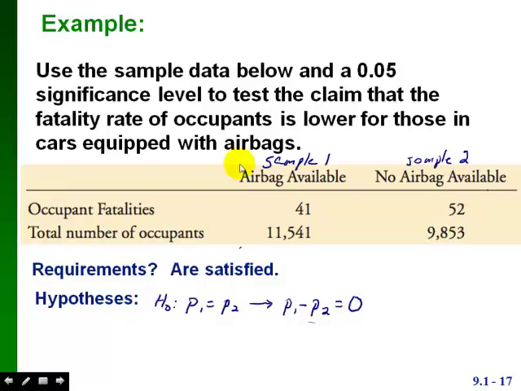That one's easy. Now for our alternative hypothesis, again, if our fatality rate for our first population is lower than for our second population, that means that if we compare the two, we would want to put a less than in between those two. So this would be a less than, and again, we could also write this by subtracting the P2 from each side. We could also write it this way. So we could make it P1 minus P2 is less than 0.